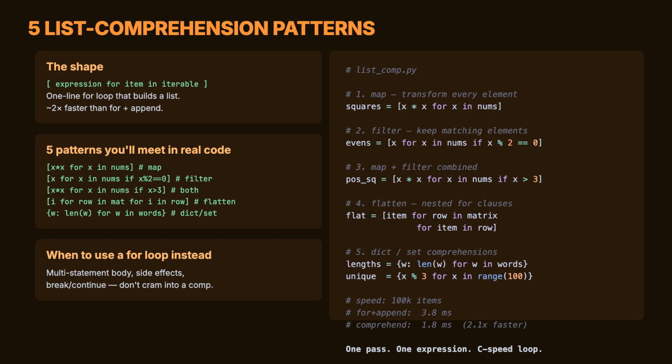The shape: square brackets, an expression, the word for, an iterable, and an optional if at the end. 5 real patterns: map, filter, map plus filter, flatten with nested fors, and dict or set, same syntax, curly braces. Then the speed angle: a comprehension is about twice as fast as for+append, and the rule for when a for loop is still better.